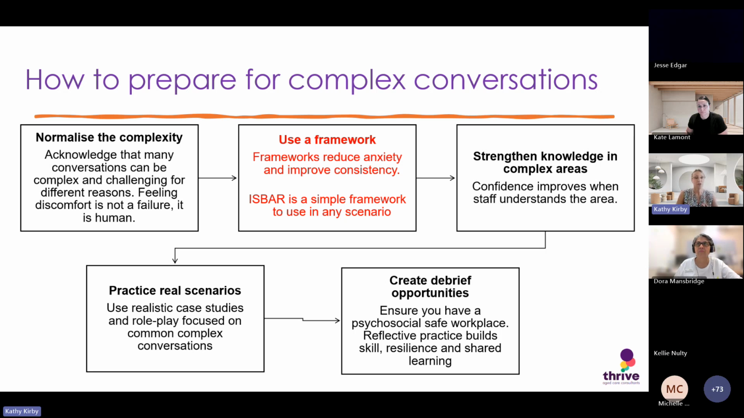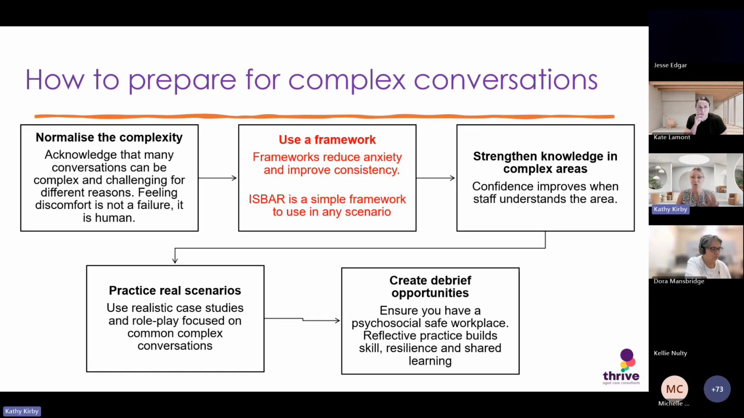The first thing that we need to do is to normalize complexity. Okay. We need to acknowledge that even a simple topic may be complex and challenging for different reasons. And we spoke about these earlier. Feeling discomfort when having these conversations, or not feeling comfortable with certain topics, is not a failure. We need to assure ourselves and our team members that we are human and there are some things that we may not feel comfortable discussing because of cultural reasons or our values or beliefs, but that is not a failure. Okay, so it is important that we understand and normalize the fact that having conversations every day with lots of different people and feeling that complexity is completely normal.